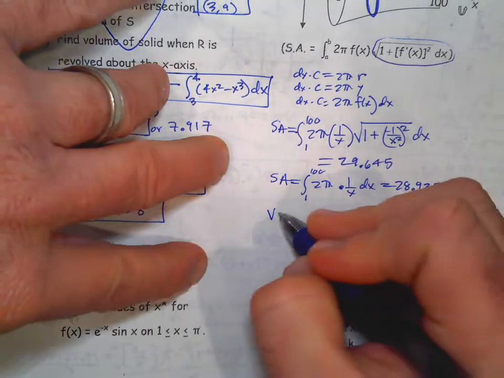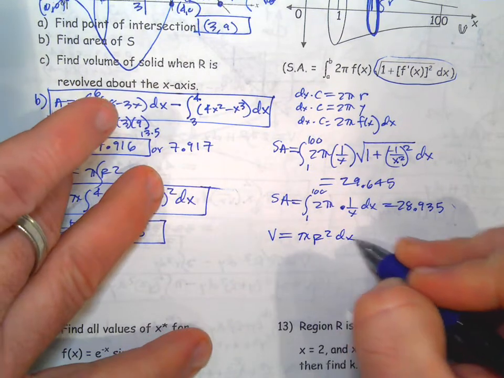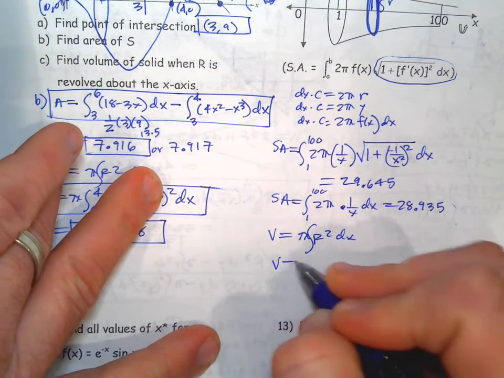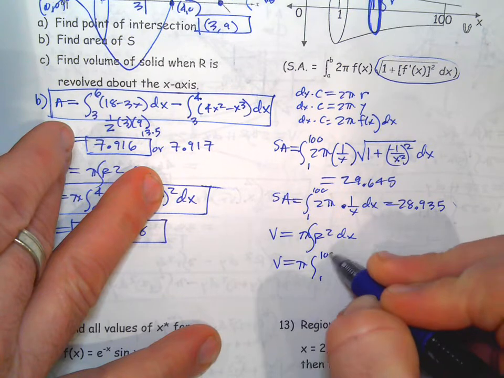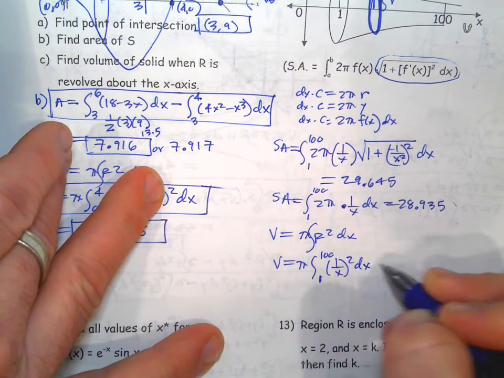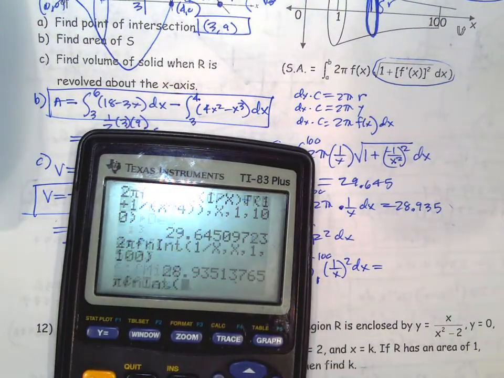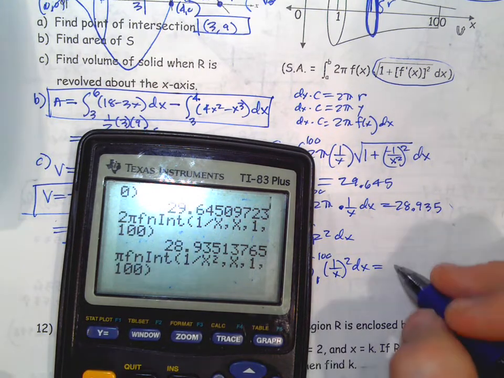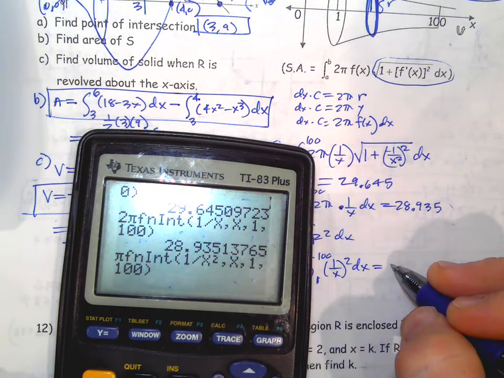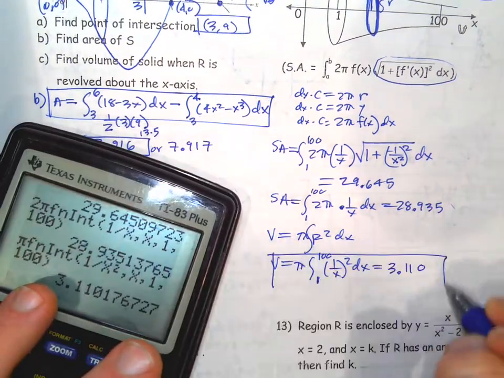Okay, volume, I would do the disk method, pi r squared dx. And so the limits are going to be 1 to 100. The radius is just the y value, which is 1 over x, squared, dx. So let's plug that in. Pi, math 9, 1 over x squared, comma x, comma 1, comma 100. And we get 3.110. So that's your volume.